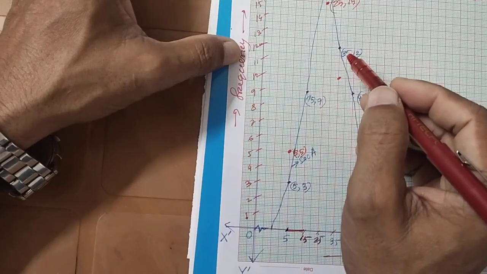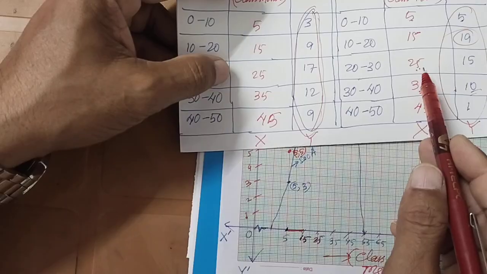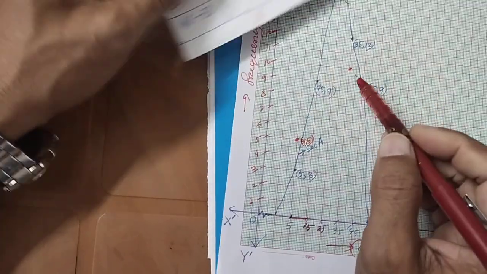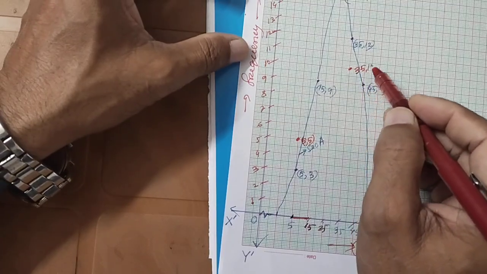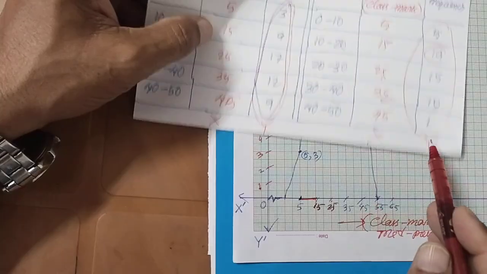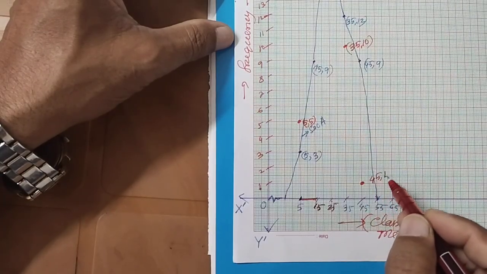Sorry, let me check. At 25 it is 15, correct. Yes, 35, 10. This is the point, 35, 10, correct. Along x 35, along y 10. Then along x 45, along y only 1. This is the point, 45, 1.